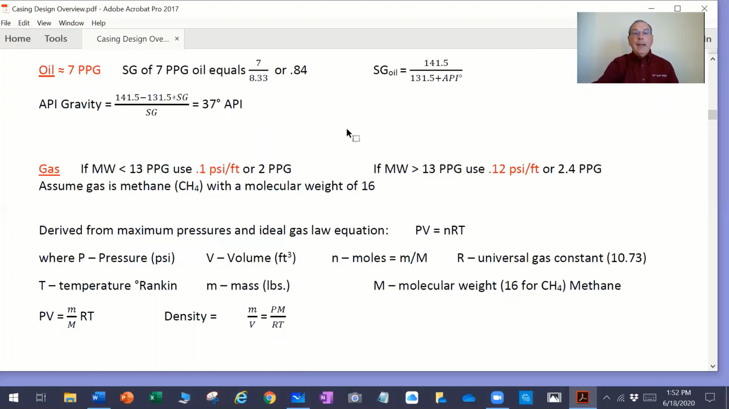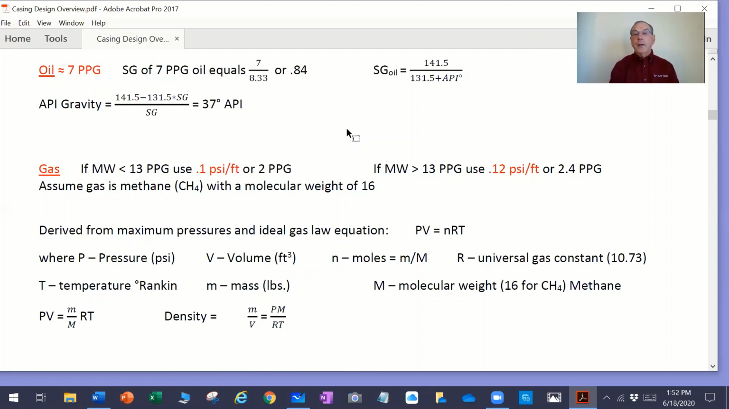All right. Now gas, the rule of thumb that we will use in this video series is that if mud weight is less than 13 pounds per gallon, then we will use 0.1 psi per foot as the gas gradient, which equates also to 2 pounds per gallon. So if you take 0.1 divided by 0.052, you get 2. So gas, if it's less than 13, weighs about 2 pounds per gallon in your wellbore.